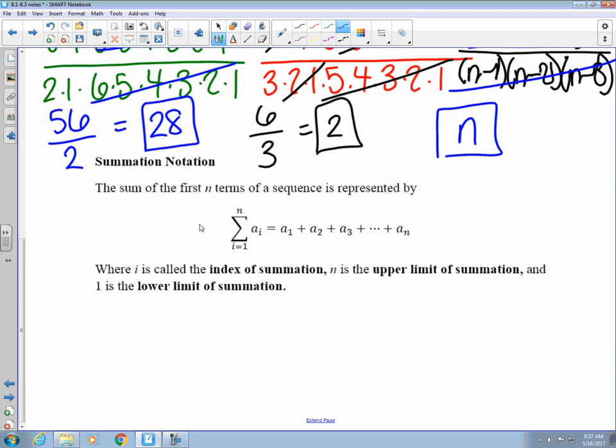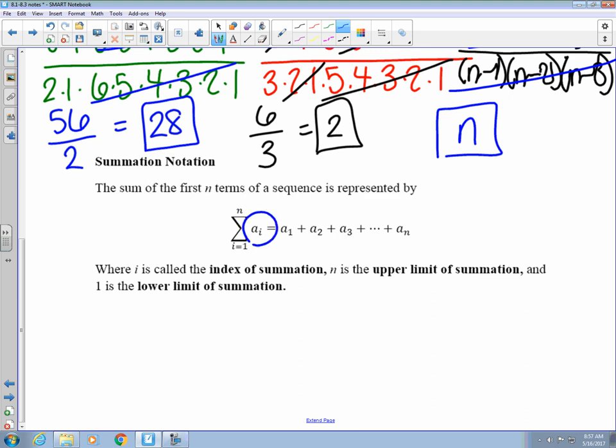Okay, so now we have a summation notation that's going to differentiate a sequence from a series. A series is still a rule that tells us what the pattern of numbers is going to follow, but we know that we're going to have to add those numbers up. It's going to be one single answer instead of a list of answers.